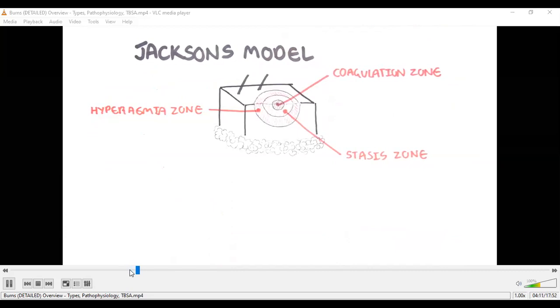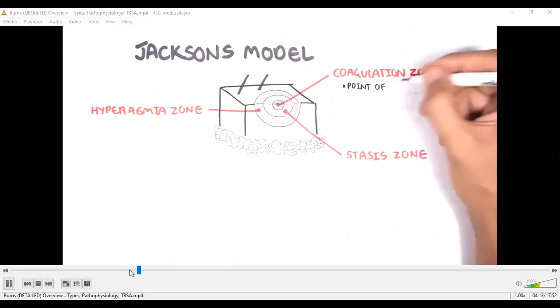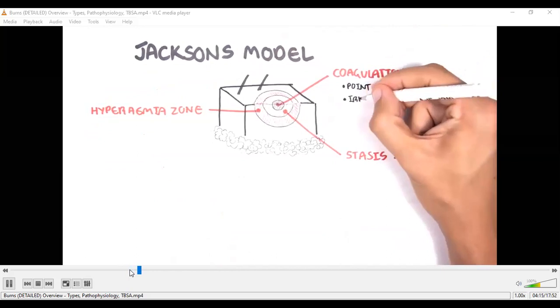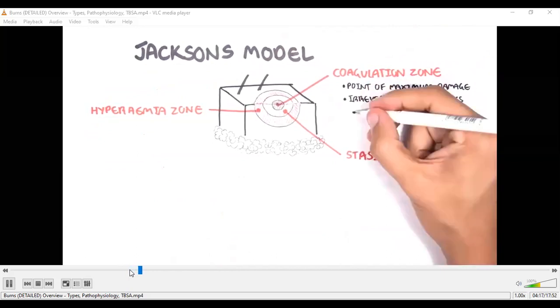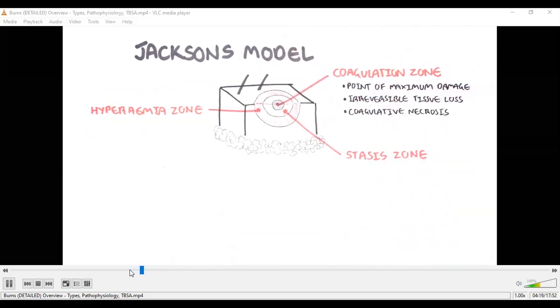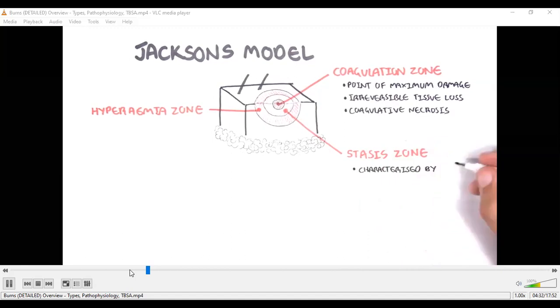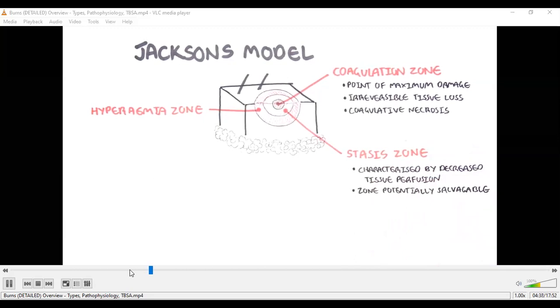The zone of coagulation is essentially the point of maximum damage. In this zone, there is irreversible tissue loss due to coagulation of proteins, so you get coagulative necrosis. Surrounding it is the zone of stasis, which is characterized by decreased perfusion. This ischemic zone may progress to full necrosis unless the ischemia is reversed.